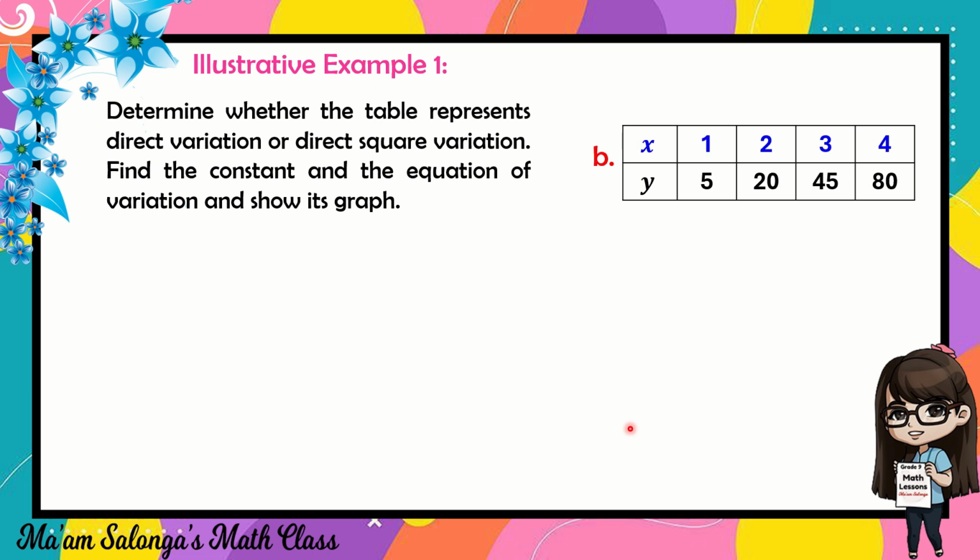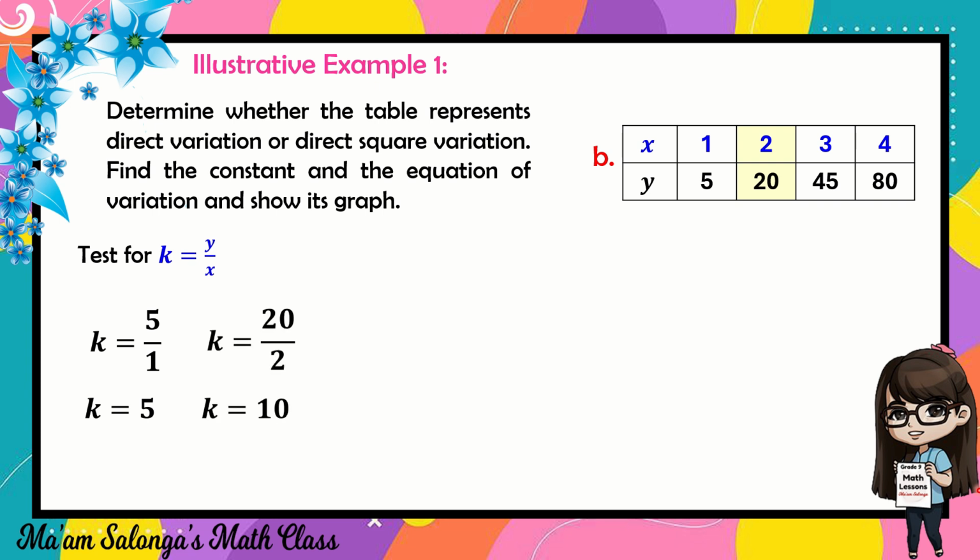Now, let's check the second table of values. Test natin siya sa k equals y over x. Pinakauna, we have 5 over 1, that is 5. Second, we have 20 divided by 2 is 10. Kung mapapansin niyo, hindi na sila agad pareho. Increasing parehas sila, hindi naman parehas ang constant nila. Hindi natin pwedeng sabihin na siya ay direct variation or tinatawag na direct linear variation.